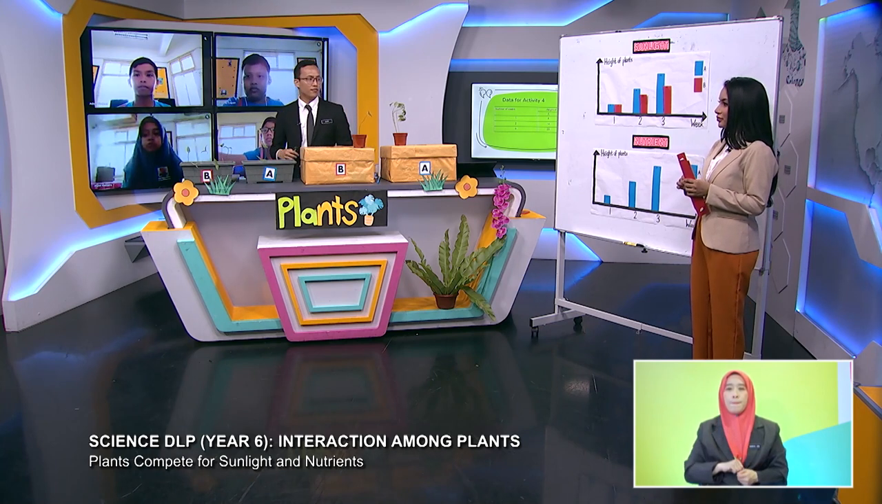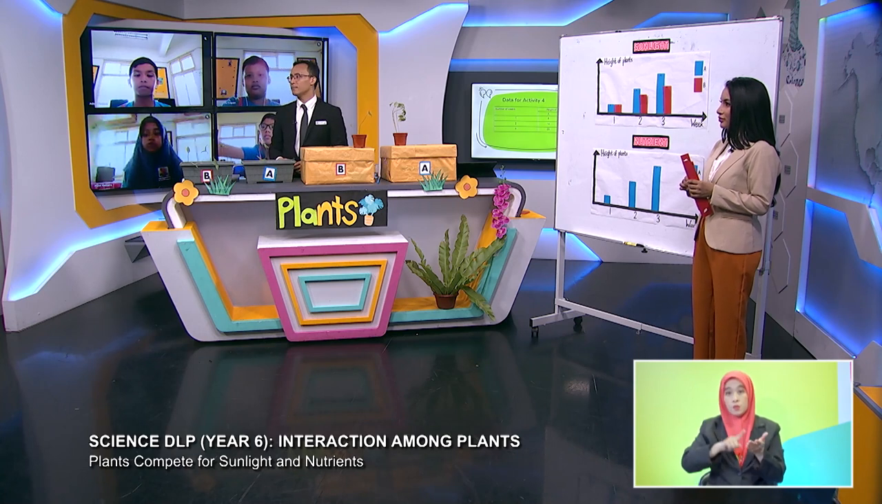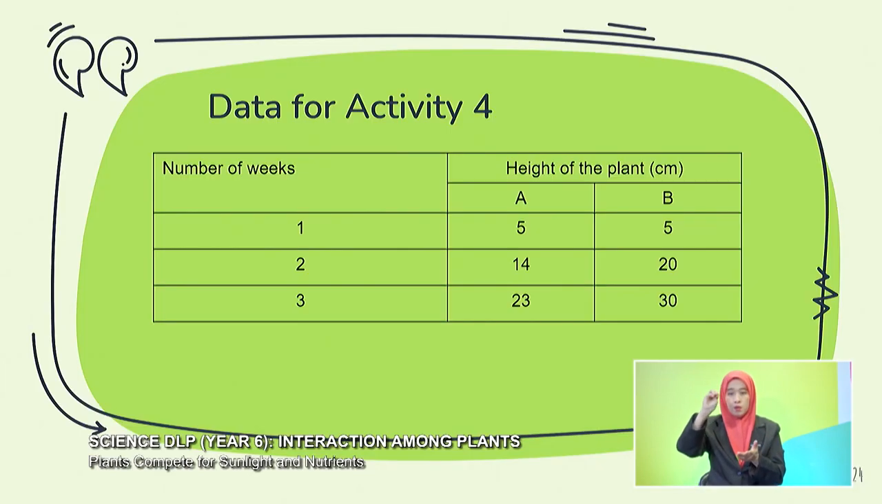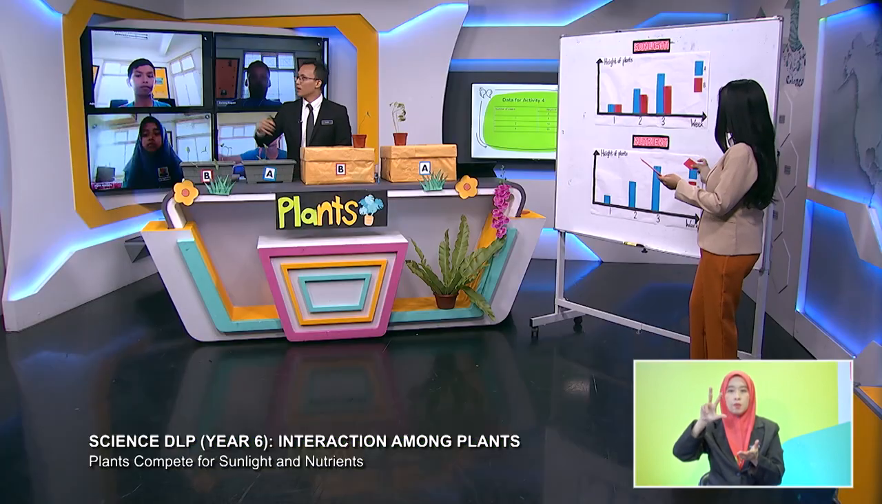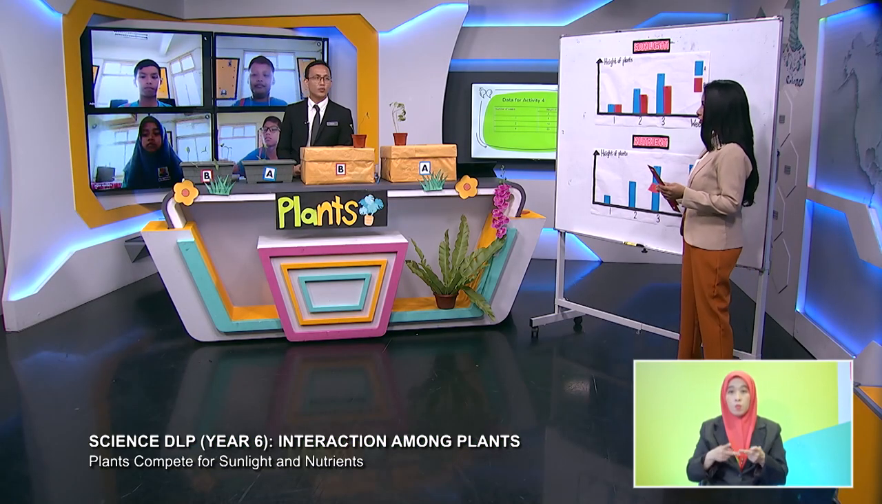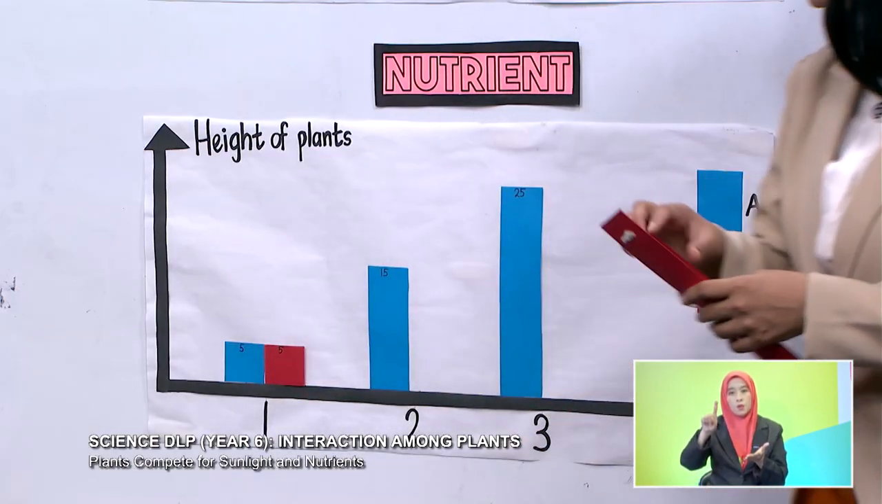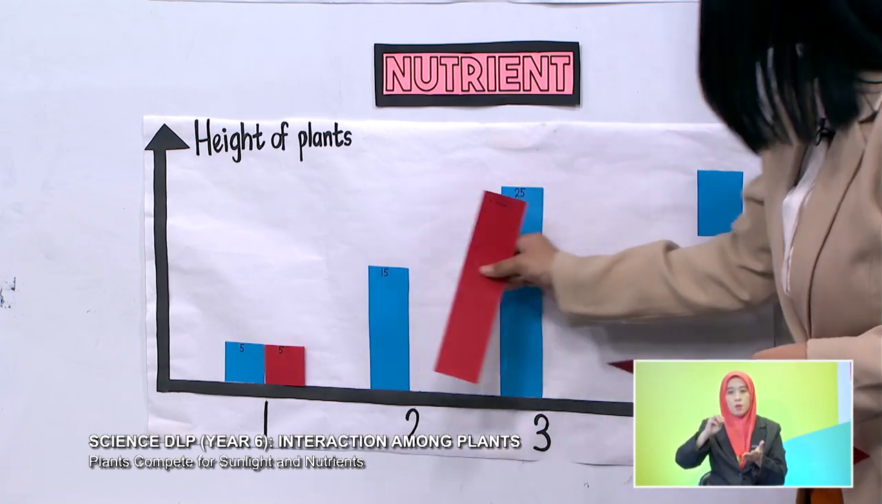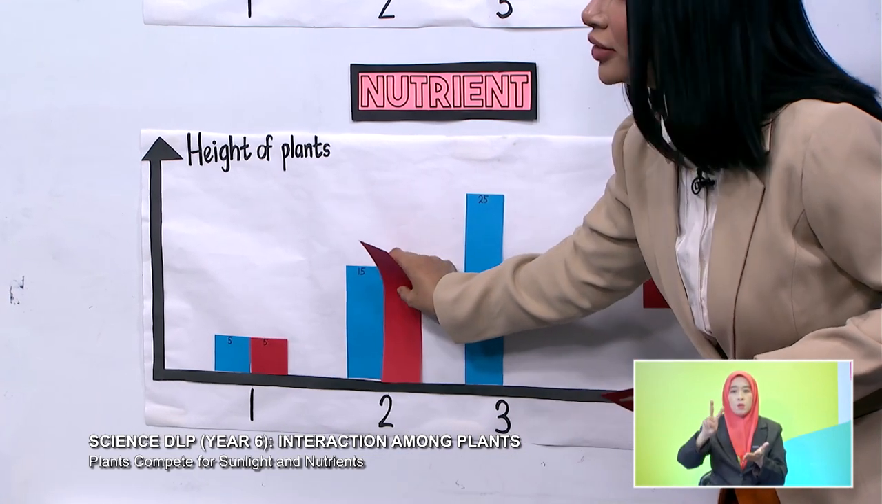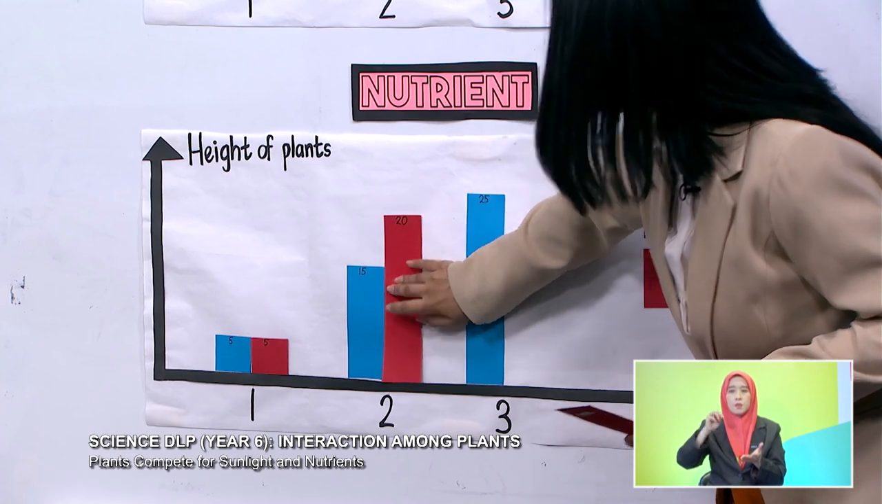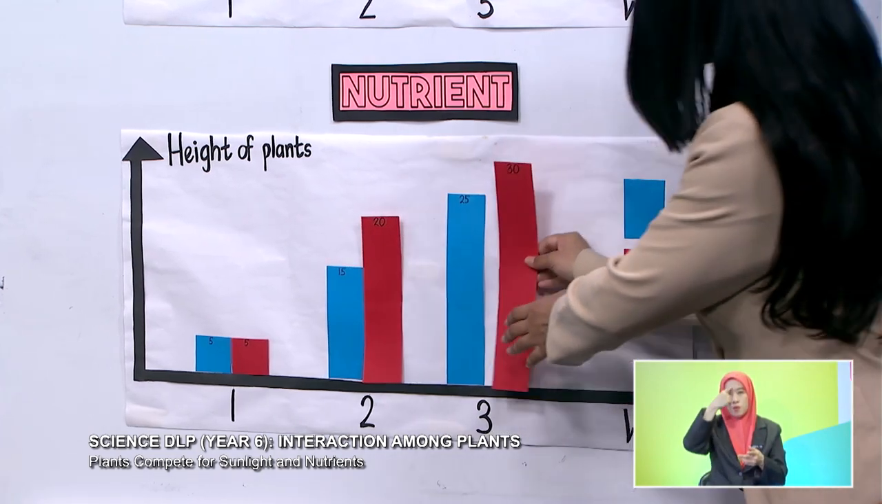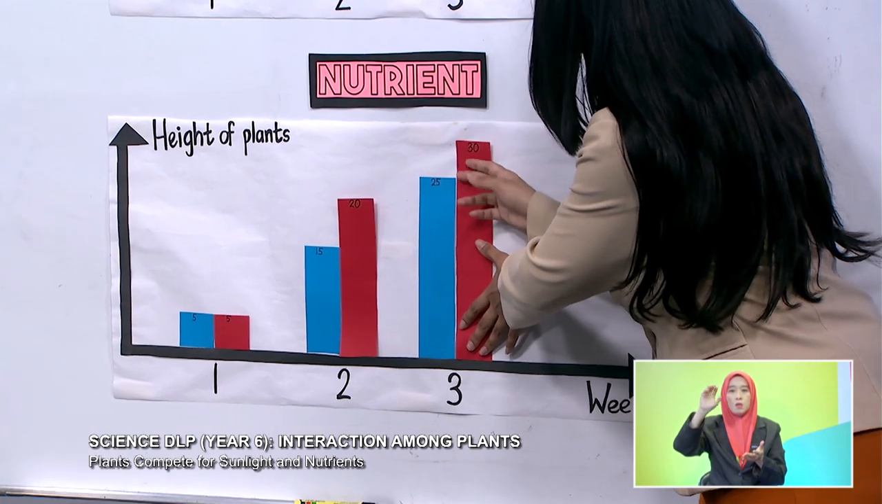The first week, it is 5 cm tall. The second week, it is 14 cm tall. And for the third week, it is 23 cm tall for pot A. Now, for pot B, could you please help me with it? For pot B, the first week is 5 cm tall. For the second week, it's 20 cm tall. And for the third week, it is 30 cm tall.